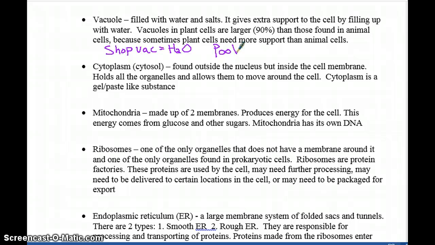Then we have the cytoplasm, sometimes called the cytosol. This is what all of these organelles are actually floating around in. Underneath the microscope, you can sometimes see some of these organelles move, and what they're moving in is this cytoplasm. It is a paste, gel-like substance, so I think, as students, think of hair gel. It is clear.